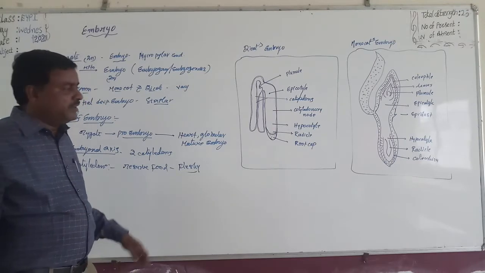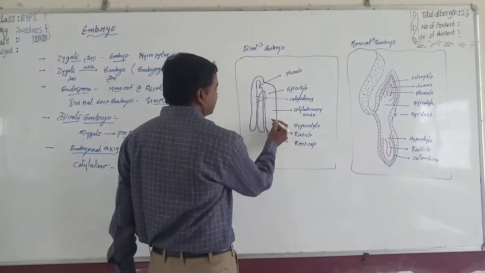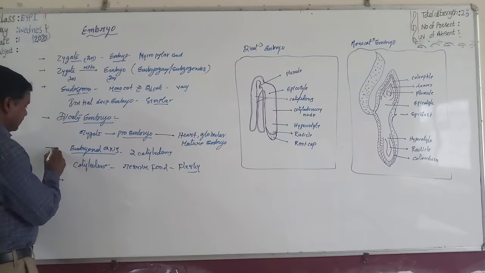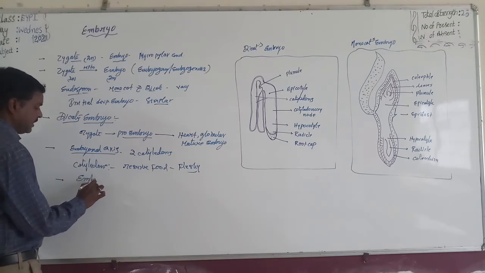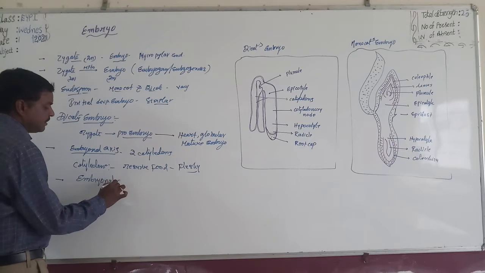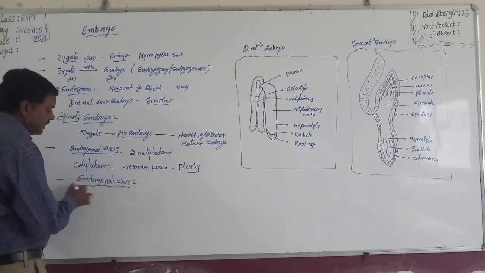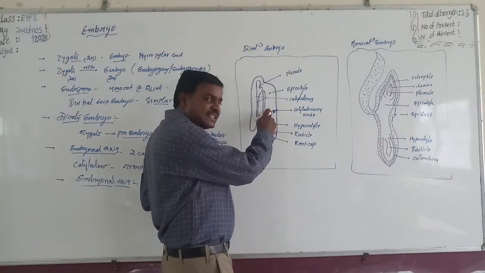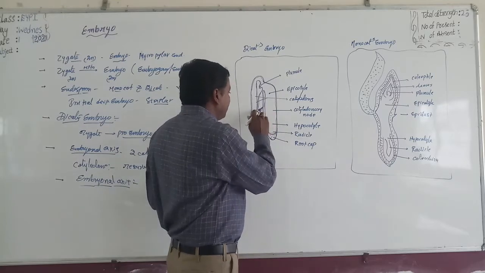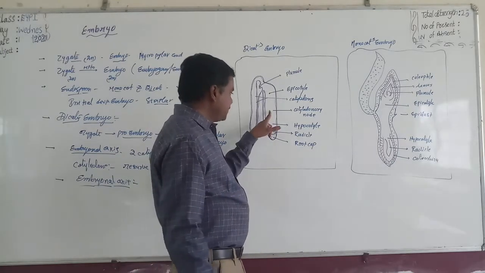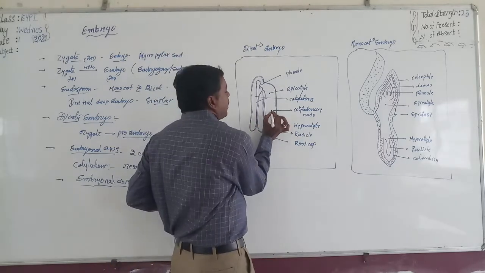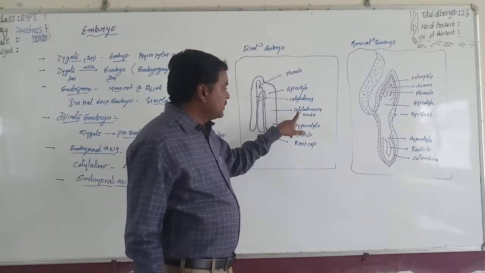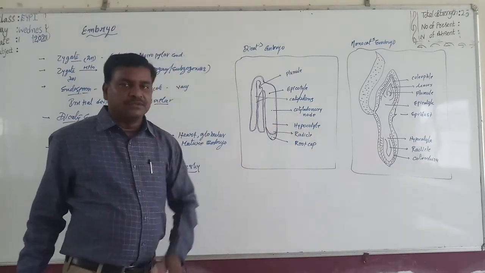Now coming to another very important point. The next part of the dicot embryo is the embryonal axis. The point of the embryonal axis present at the level of the cotyledons is called the cotyledonary node.